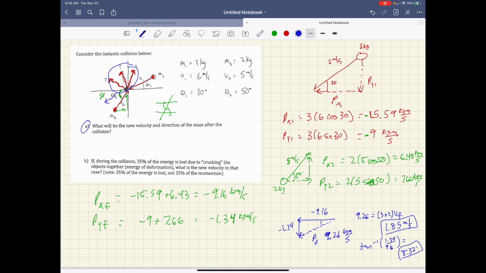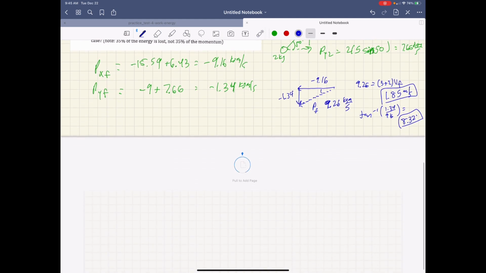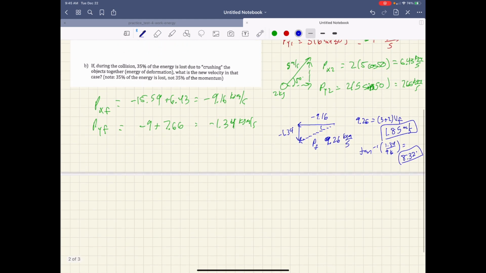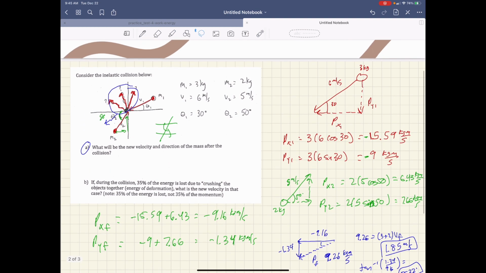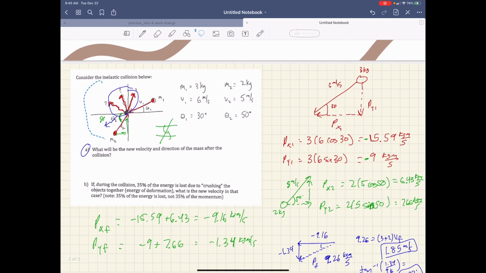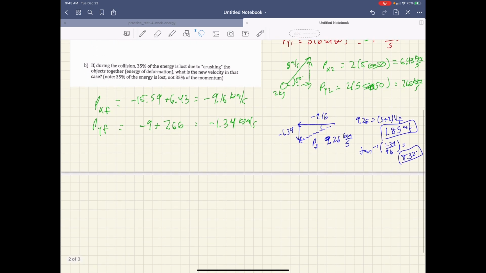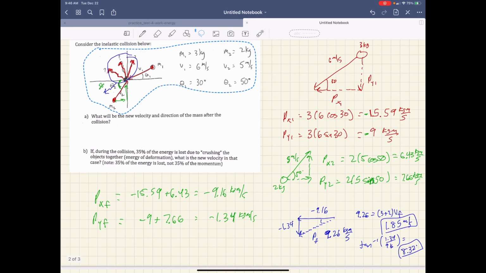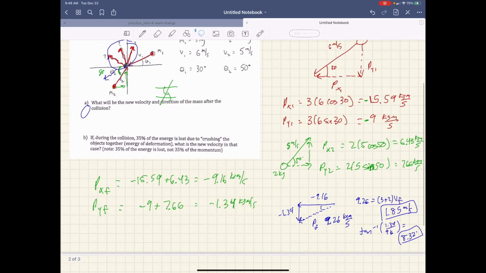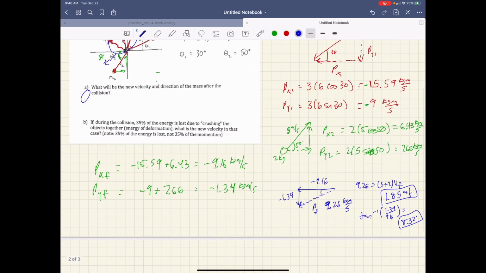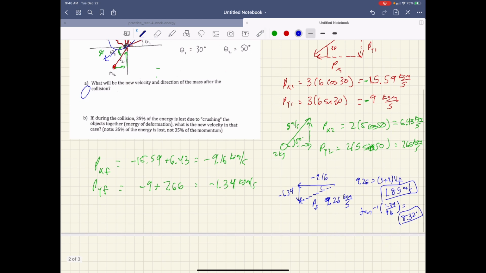So the next question is, if 35% of the energy is lost due to crushing the objects together, what is the new velocity in this case? Notice that 35% of the energy is lost, not 35% of the momentum. Okay, so we're going to scroll down here for a little bit, and I am actually going to take advantage of this tool. I lied, that's the wrong tool. Okay. So the kinetic energy in the beginning.